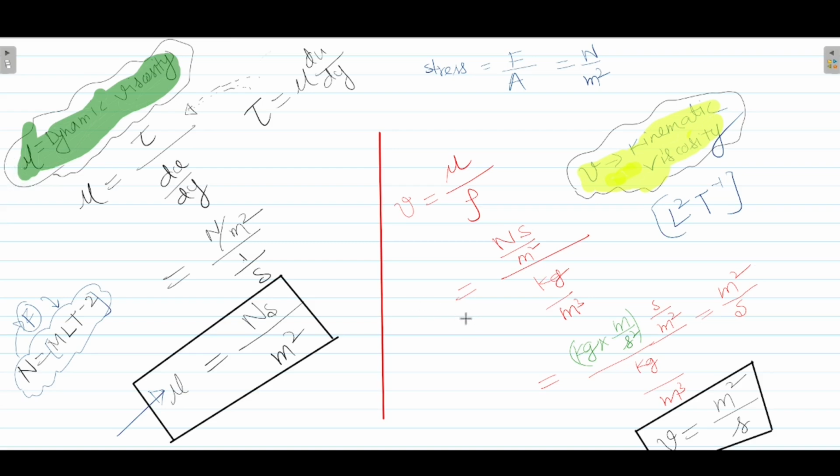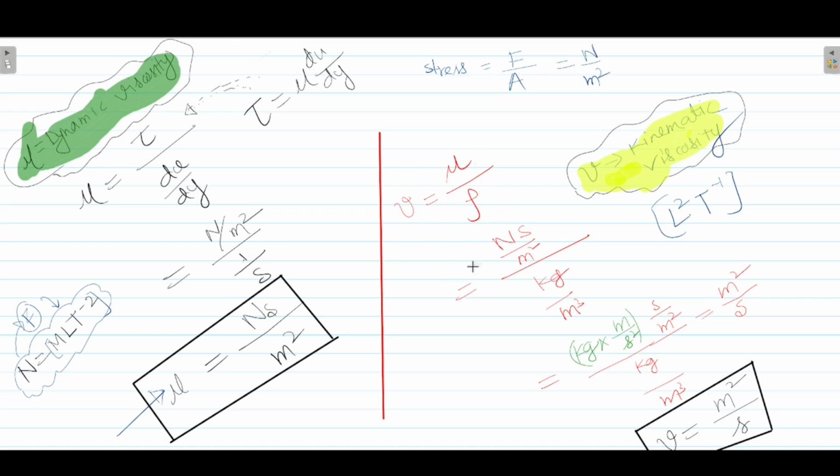Now let's figure out what kinematic viscosity is. Basically, mathematically you can write kinematic viscosity as dynamic viscosity over the density, which is rho. So this is the mathematical expression. But if you want to know the definition, it is the measure of a fluid's resistance to flow under gravity. This is what we know as kinematic viscosity.